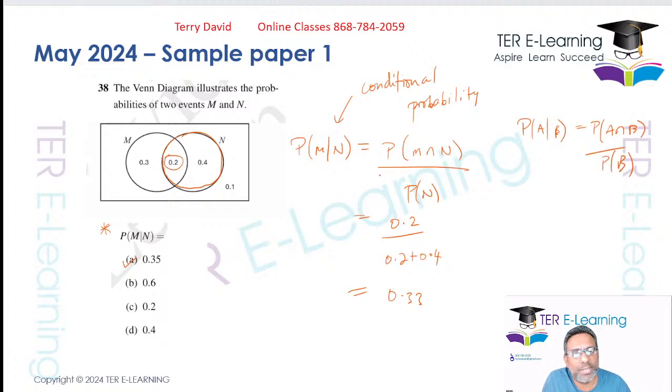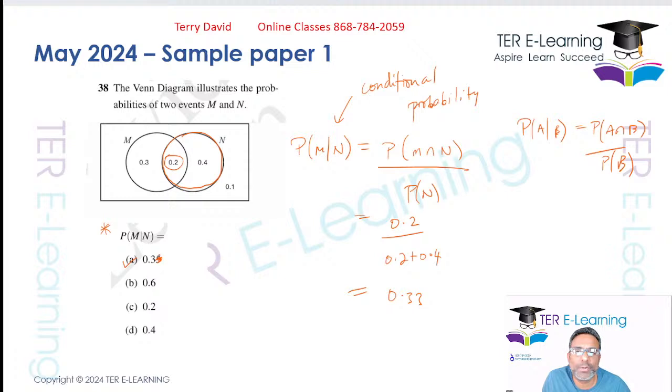We're using this 0.2. This should have been 0.33, not 0.35. Like I said, it's a conditional probability. So I need to change this answer here. This should be 0.33, not 0.35. So that's question 38.